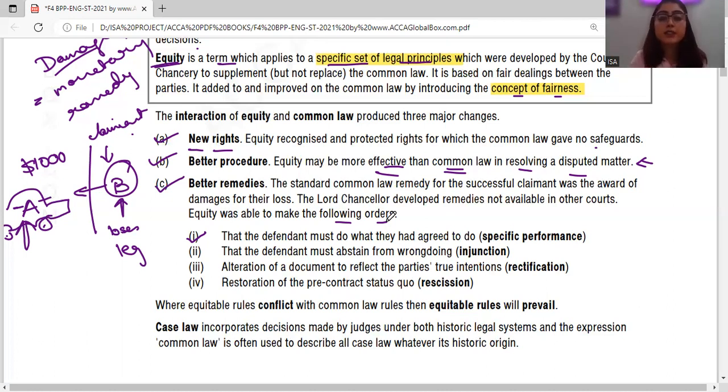Okay, so now next. Kinza. Alteration of a document to reflect the party's true intentions. Rectification.